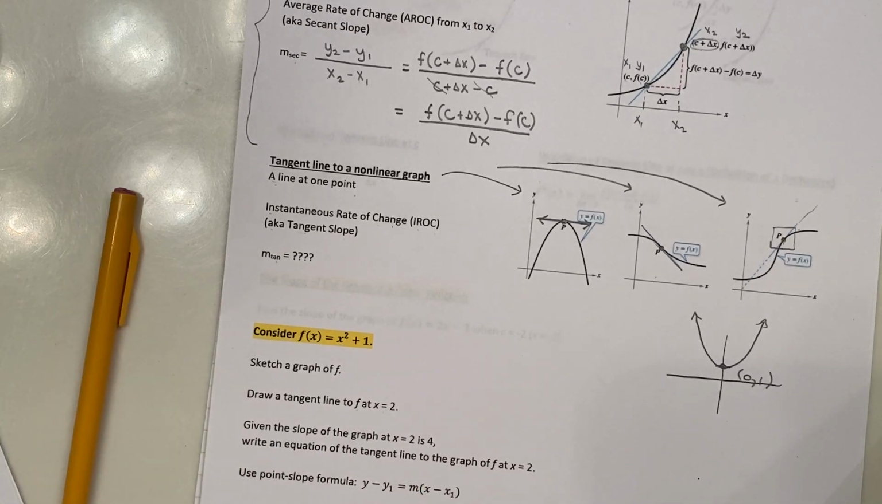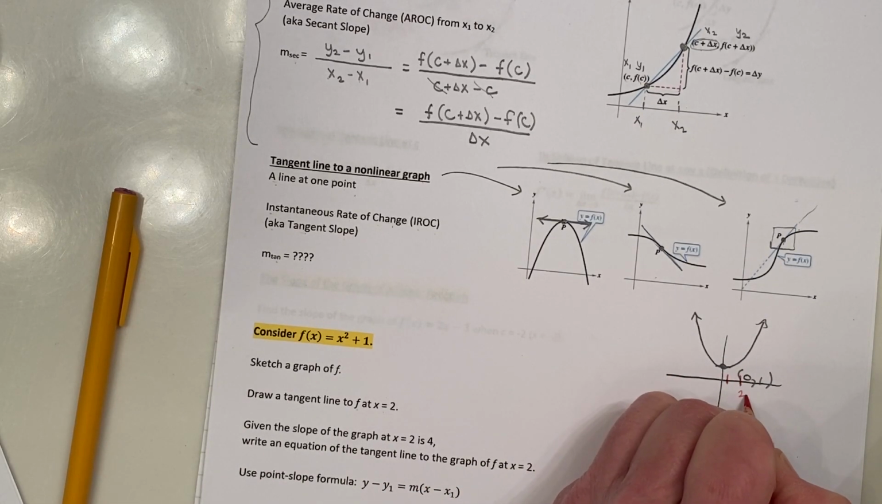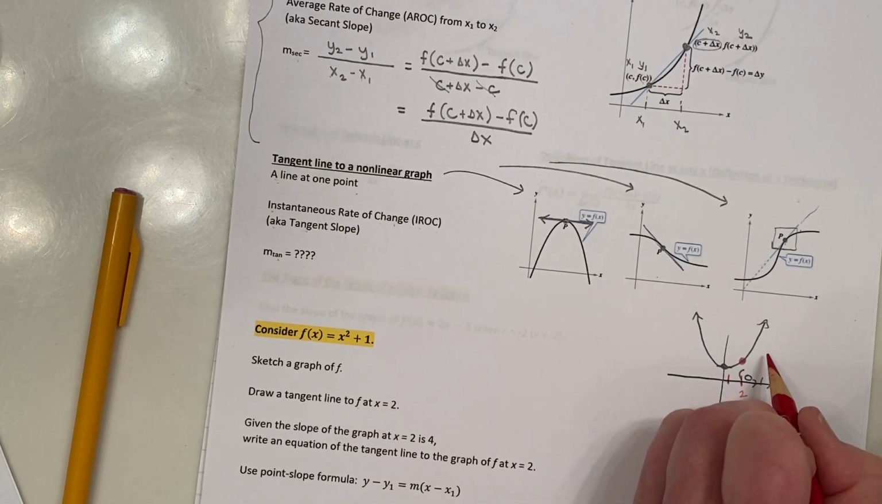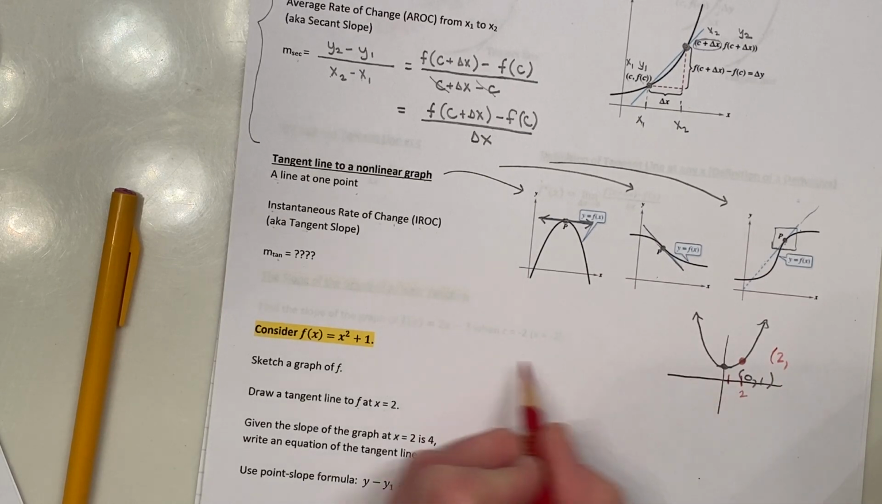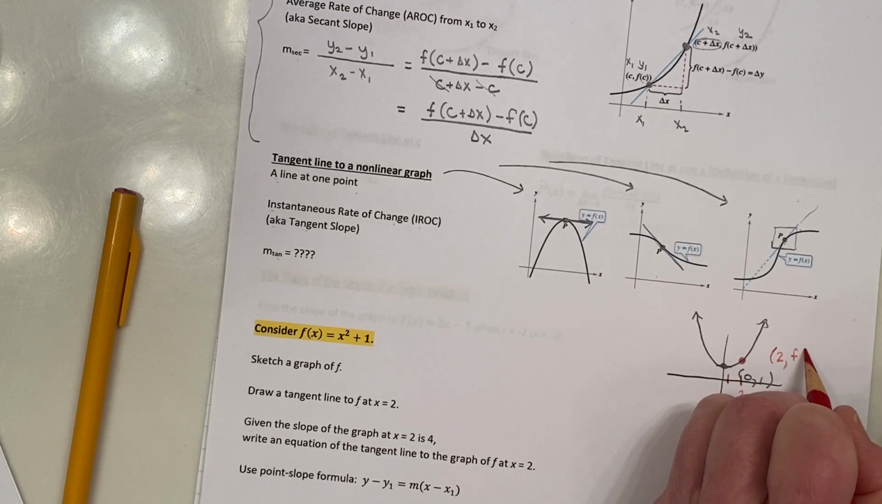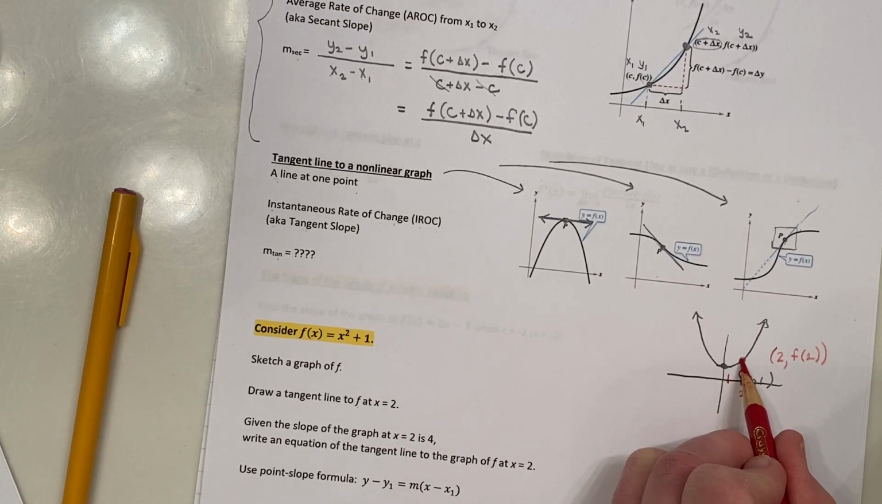Well, I'm just going to kind of eyeball it and say, okay, if this is x equals 1 and this is x equals 2, I'm going to go up to the graph. Okay, and right here is my point, having x coordinate 2. Now, if I wanted to find the y coordinate when x is 2, I would just plug 2 back into the function, f of 2, and I would know exactly what that y coordinate is.